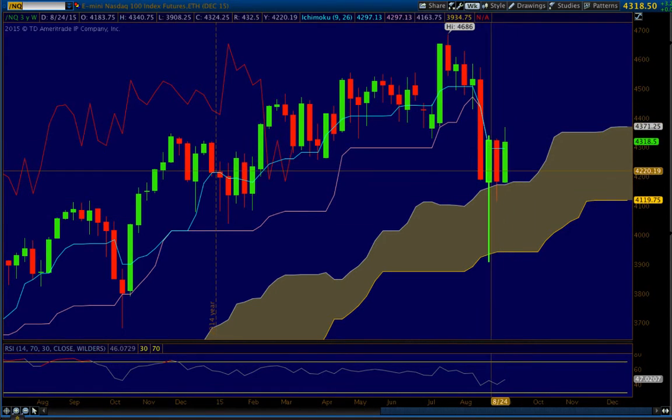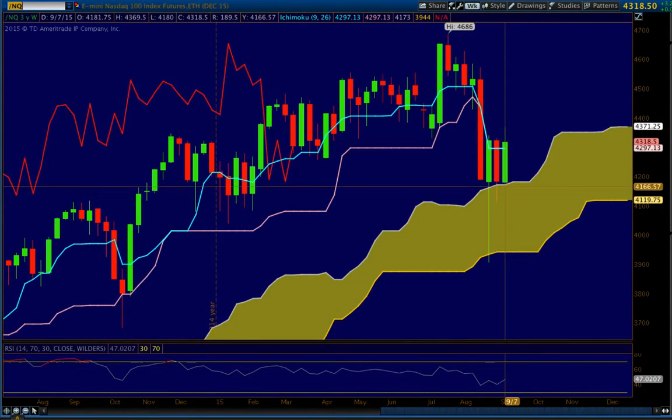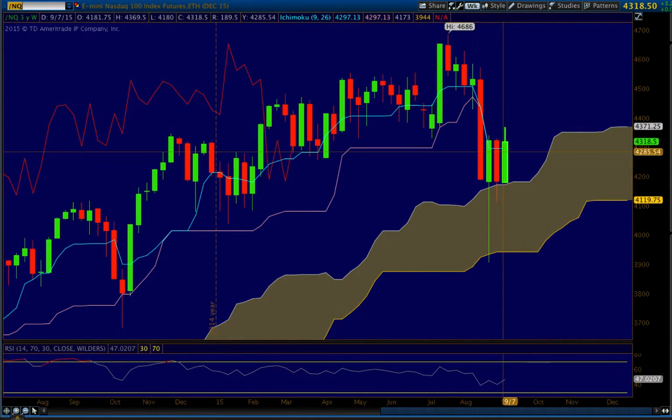And not only is it above the cloud, it's above the Tenkan-sen. I'm not sure where the 4297 is. It's hard to see where the Kijun-sen is in this, but it looks like the Kijun-sen and the Tenkan-sen are confluent here, which means current price action is above the Tenkan-sen and the Kijun-sen.